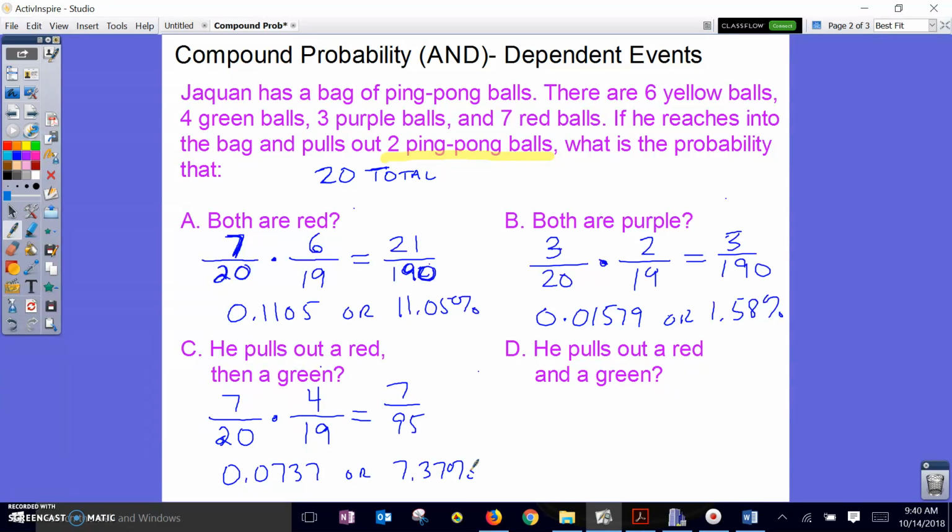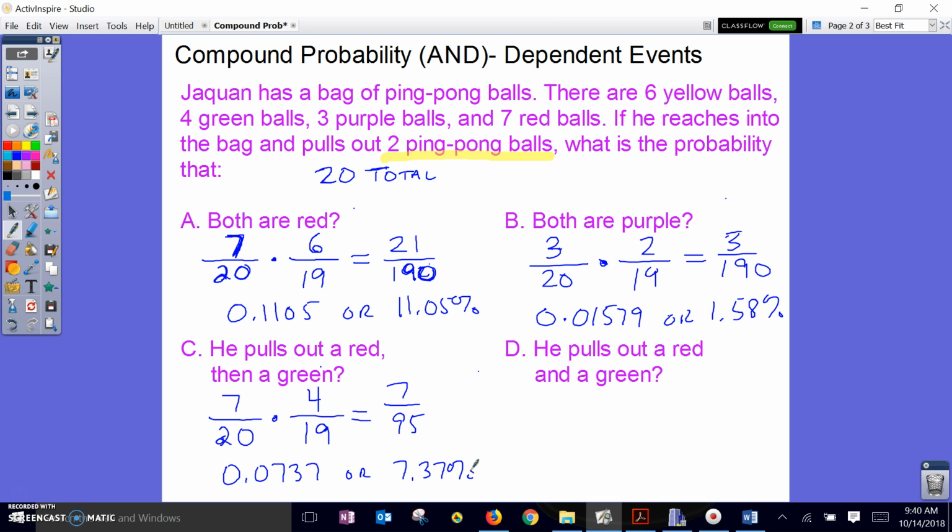Notice the difference between this and part C. In part C, he pulled out a red first and then a green second. In this one, he's pulling out a red and a green, which means he could pull a red first and a green second, or he could pull a green first and a red second. And so we want to find both of those individual probabilities and add them together to get the probability that he pulls out a red and a green.